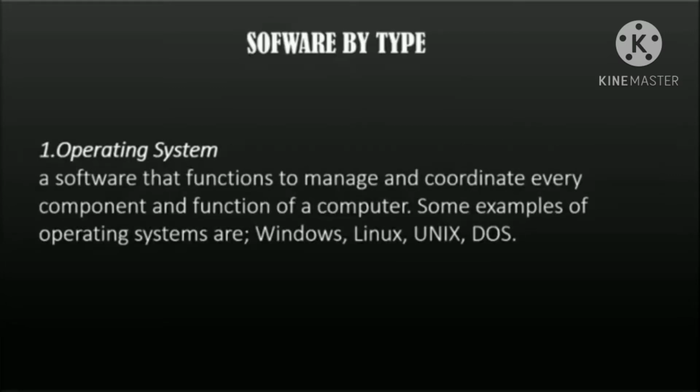Software by type. 1. Operating system. Software whose function is to manage and coordinate every component and function of a computer. Some examples of operating systems are Windows, Linux, Unix, and DOS.